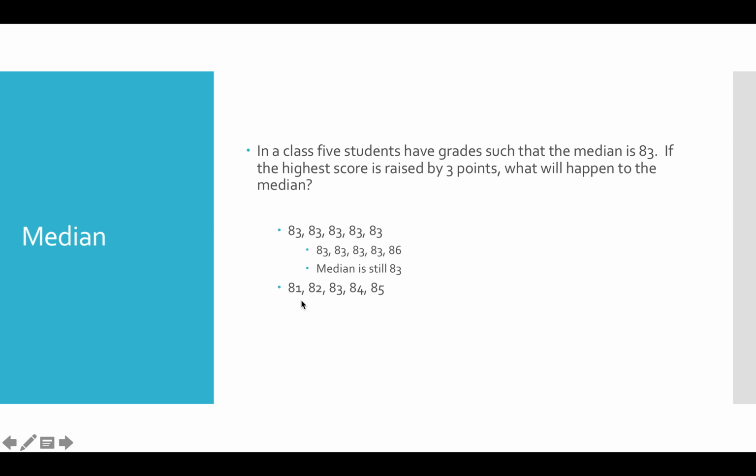I'll do another example. Make any list of 5 numbers where the median is 83. Again, just trying to make something specific from this very abstract, vague problem. Take my highest number, increase it by 3. That gives me 88. The median's still 83. Nothing happens to the median. In fact, the median isn't affected by highs or lows. The mean is, though. So if you have a really low score or a really high score, your mean will change. Your median will not. And that makes the median a little bit more stable.